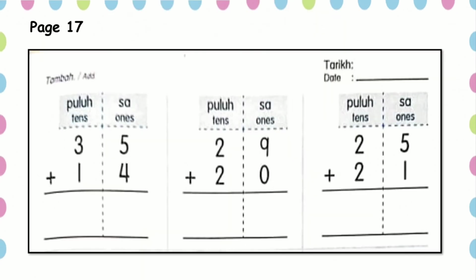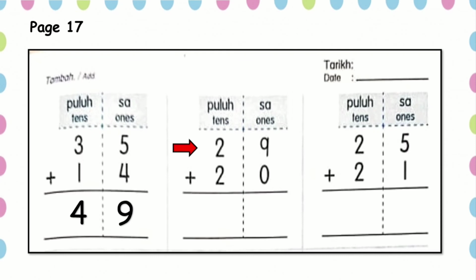Now let's read the instruction. Add. Let's start with the first one. 35 plus 14. Let's start with the ones. 5 plus 4. 5, 6, 7, 8, 9. Very good. So let's write 9. And then the tens. 3 plus 1. 1, 2, 3, 4. Very good. So 35 plus 14 will be 49.